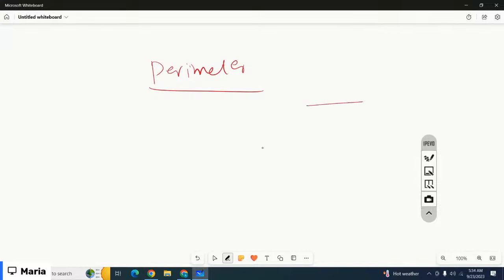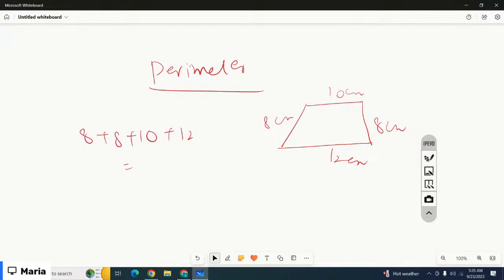For example, you are given a shape like this. This is 10 centimeter, this is 12 centimeter, this is 8 centimeter, and this is 8 centimeter. You have to calculate the perimeter. To calculate the perimeter, you have to add all the side lengths. So 8 plus 8 plus 10 plus 12: that would be 16, 28, and then 38 centimeters. So the perimeter of the shape is 38 centimeter, right? Whenever you have to calculate the perimeter, you add up all the side lengths.